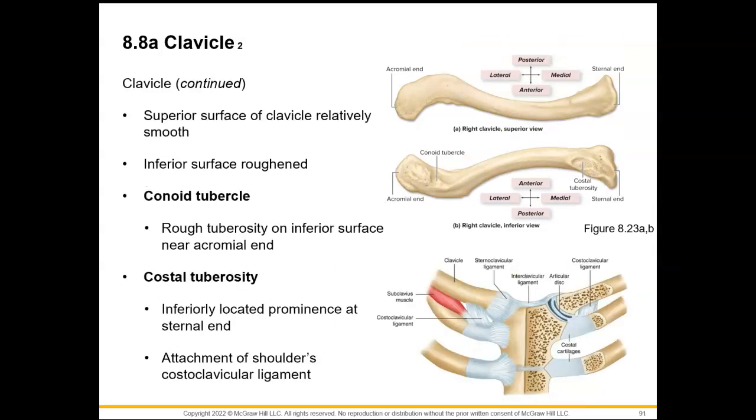Our clavicle has a superior surface that will be relatively smooth, and the inferior surface is a little bit more roughened. We're going to see that conoid tubercle, which is a rough tuberosity on that inferior side near the acromial end. We have a costal tuberosity as well that is inferiorly located and prominent near the sternal end. And we're going to have attachment of the shoulder's costoclavicular ligament. So you can see that ligament down over here, and it would be attaching to this costal tuberosity.